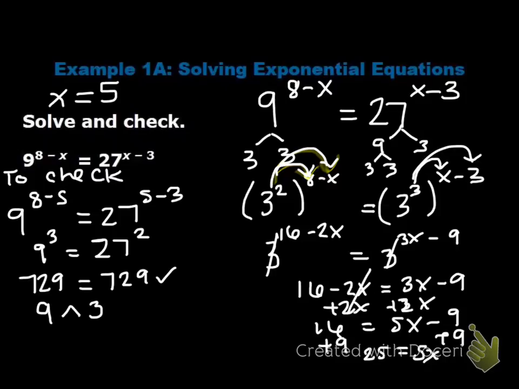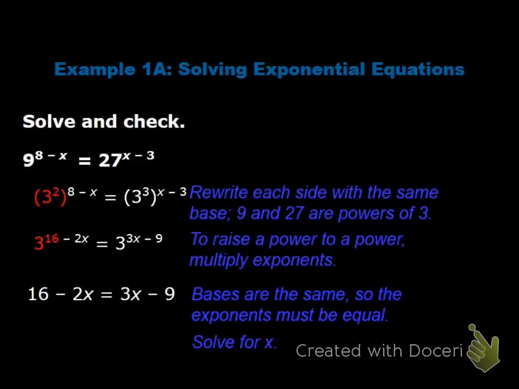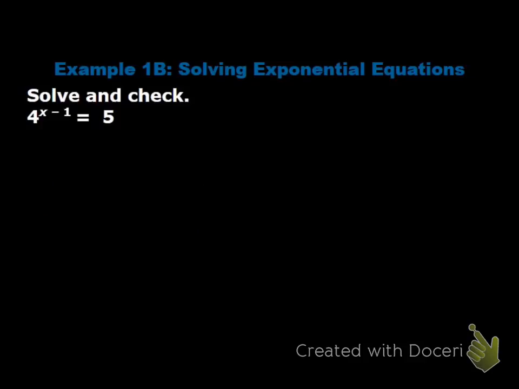Okay, so example 1 will help you on the first 6 problems from last night's homework, or Friday night's homework. You had to rewrite the bases and then solve from there. All right, so then example 2, you have 4 to the power of x minus 1 equals 5.